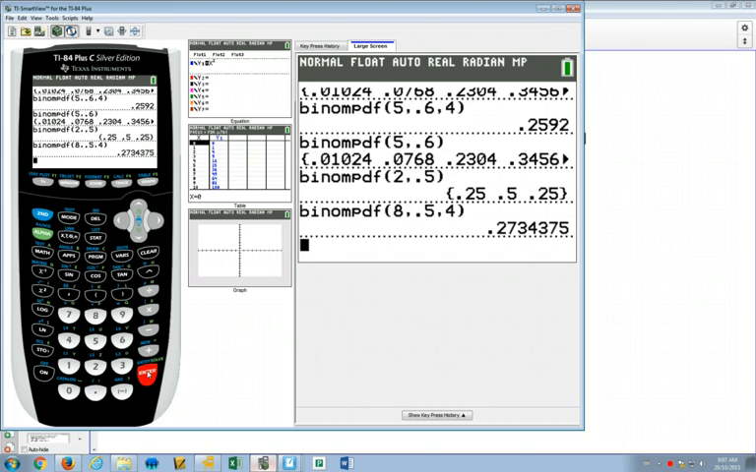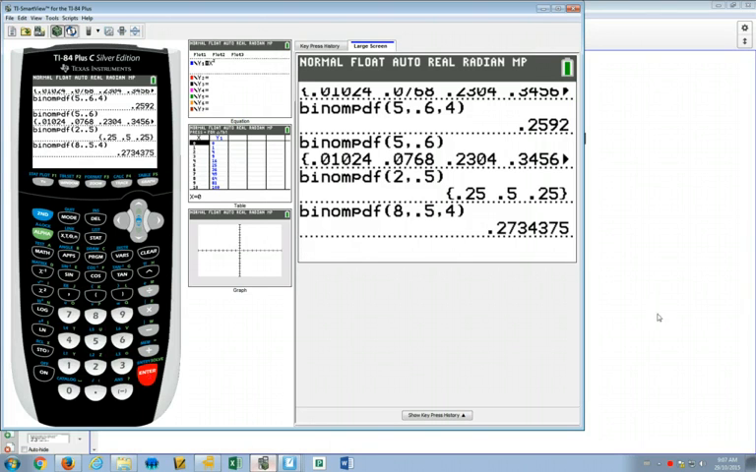All right. So play around with that. If you want to see all the probabilities, you don't put this last number in, or you leave the x value blank. But then in order to see them nicely, I like to store them into a list. And usually I store them into list 2, so I can fill my list 1 with the 0, 1, 2, 3, 4, 5, 6, and so on.